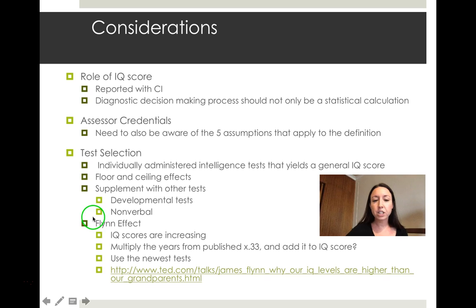And then this Flynn effect here. This TED Talk, I'm not going to watch it in here because it's about 10 to 15 minutes in length, so I'll let you watch that at your leisure, but make sure you watch it because it's important for discussion 2, which is a prompt from me. What it shows is that our IQ scores are increasing, and in general you can multiply the years since the test was published by 0.33 and then add it to the IQ score. Some will argue it's not that easy, but I'll let James Flynn tell you a little bit more about that since he's the authority on that. But the take-home message is to make sure we're always using the most up-to-date assessments due to the possibility of the Flynn effect.